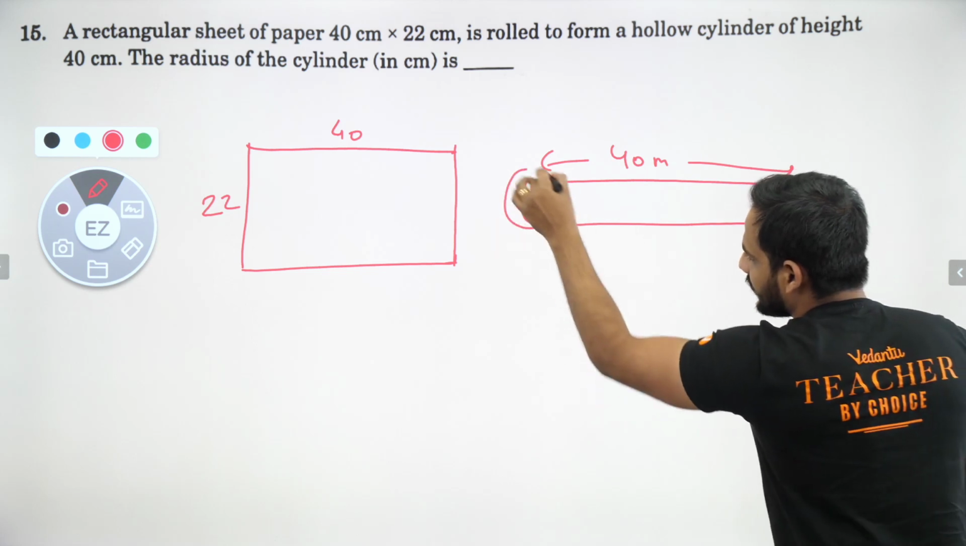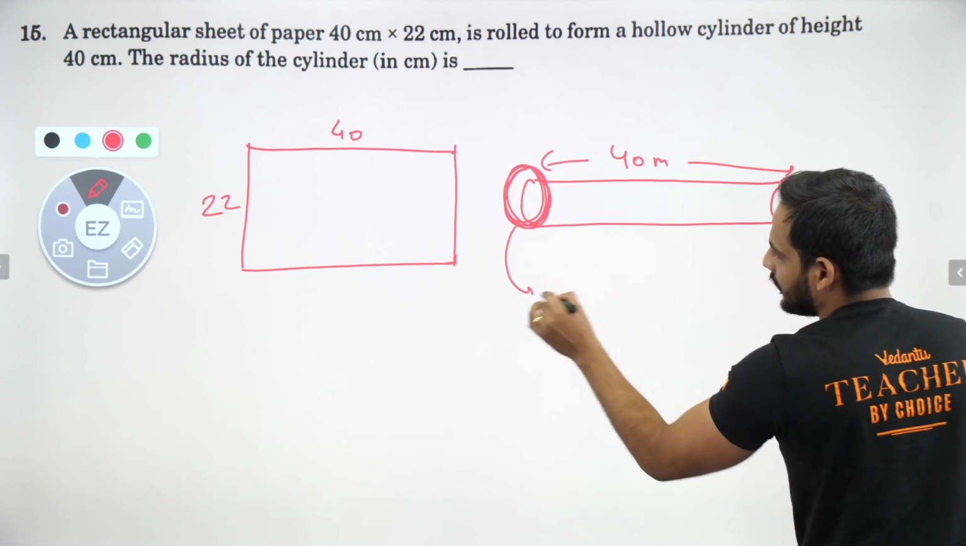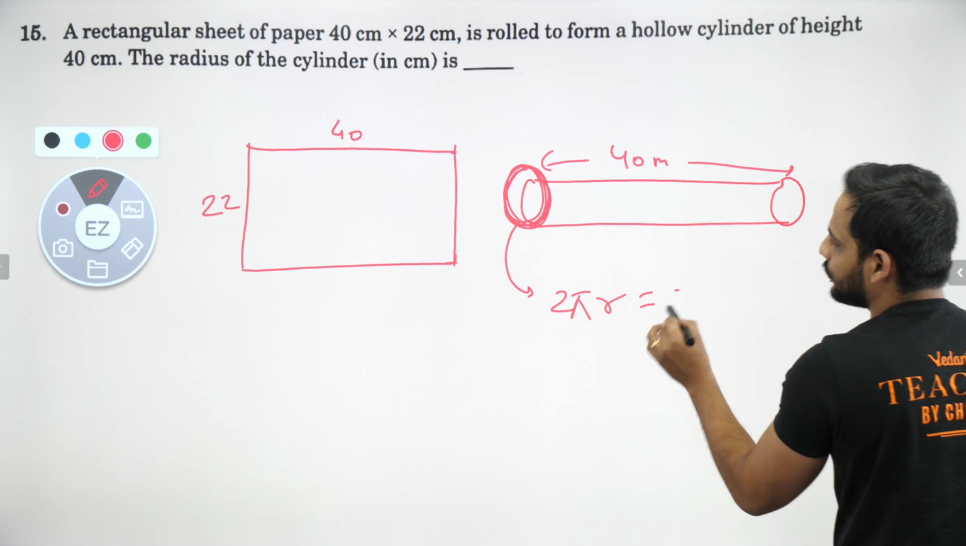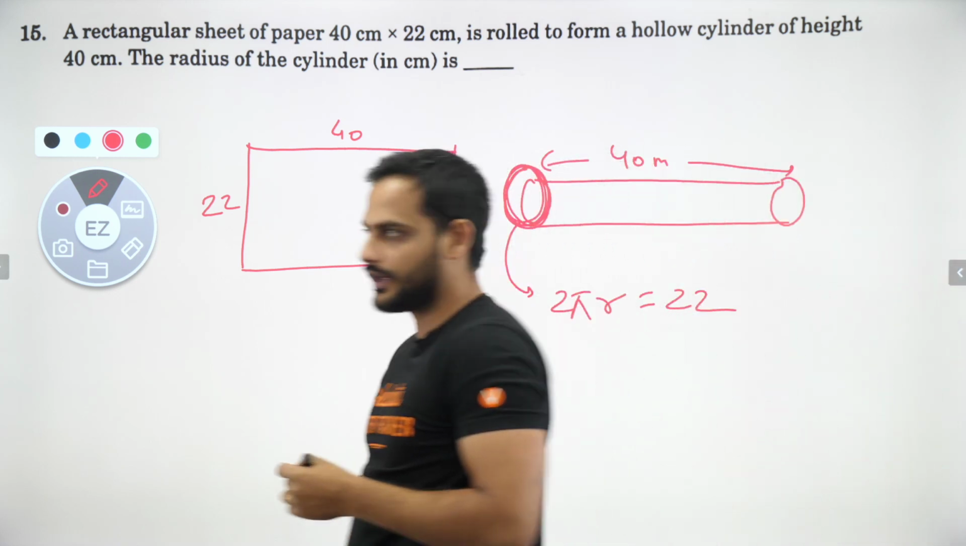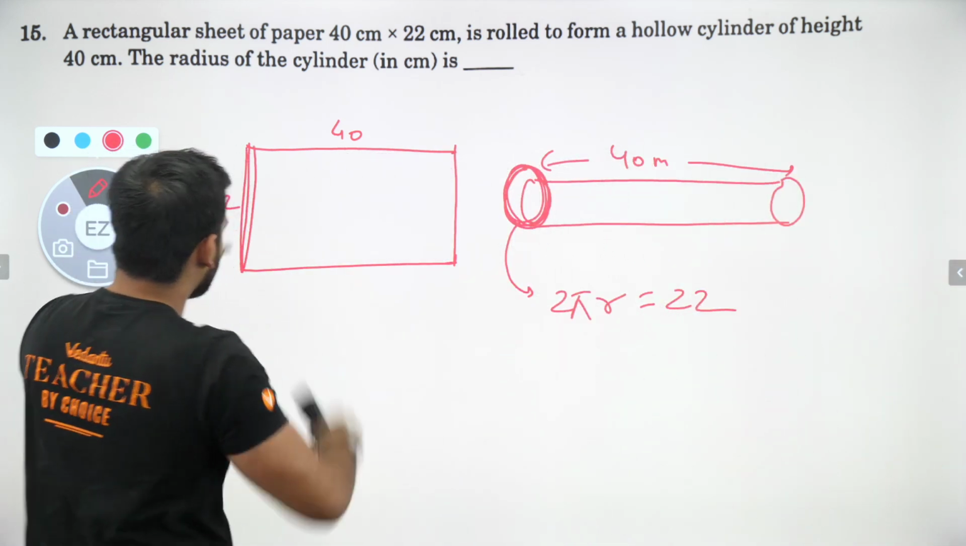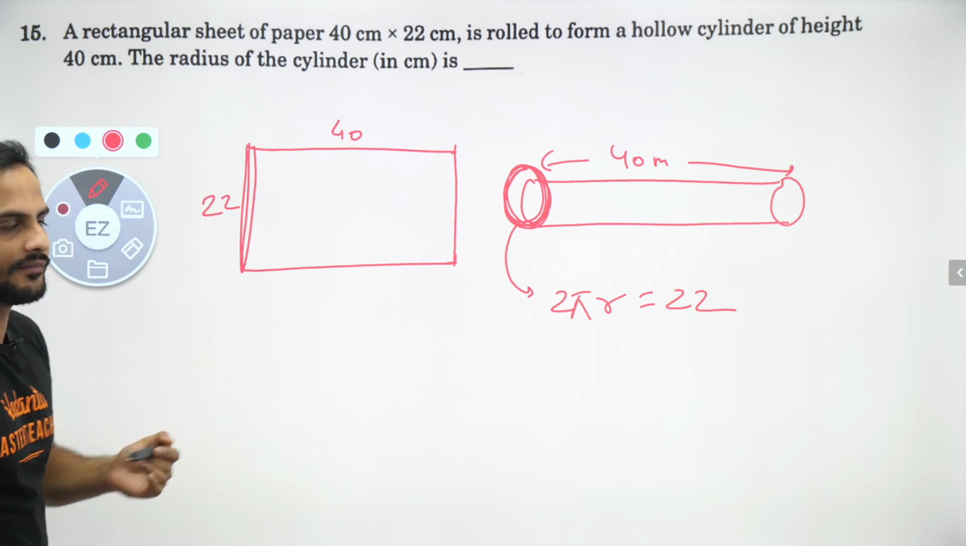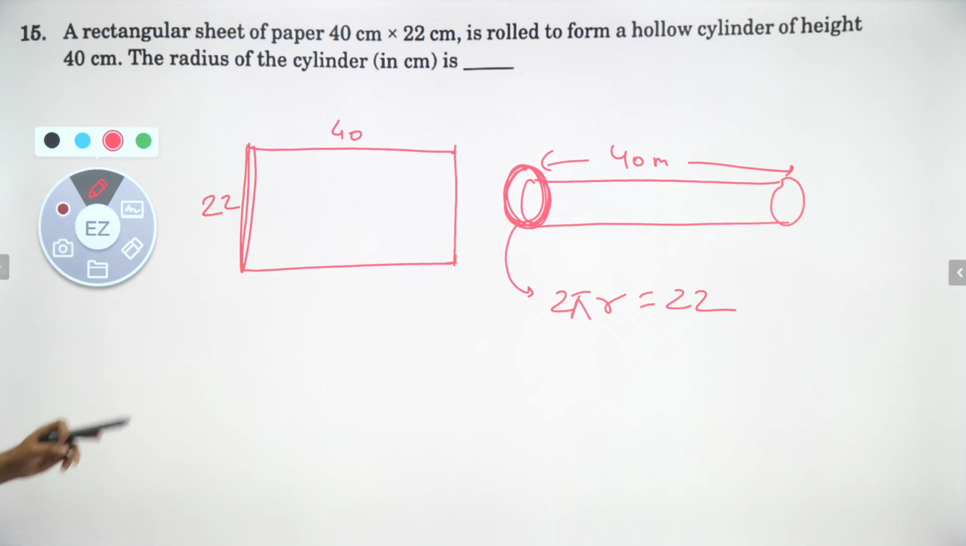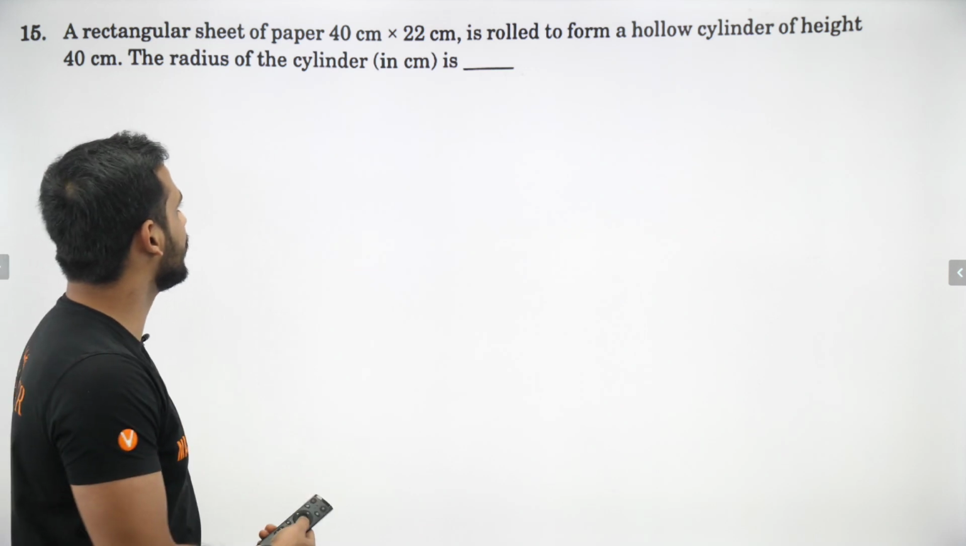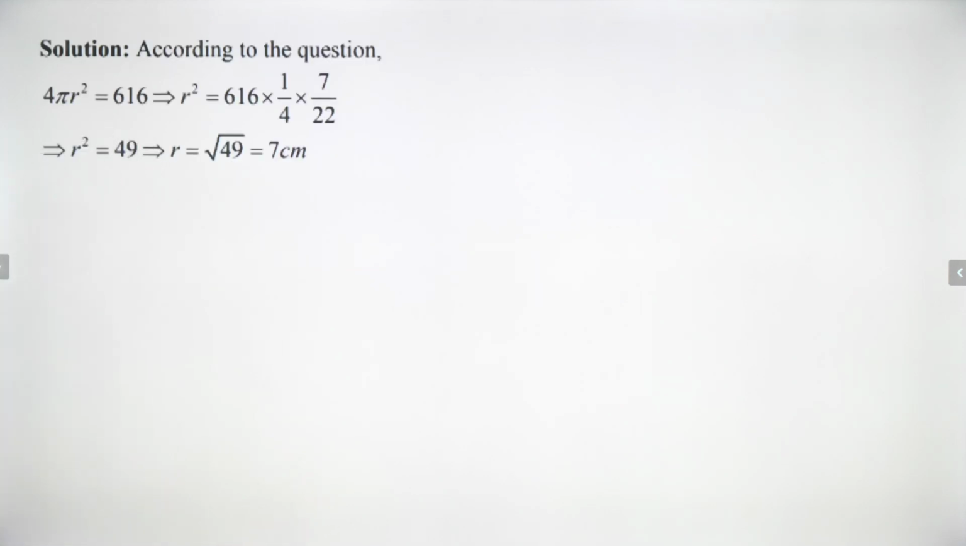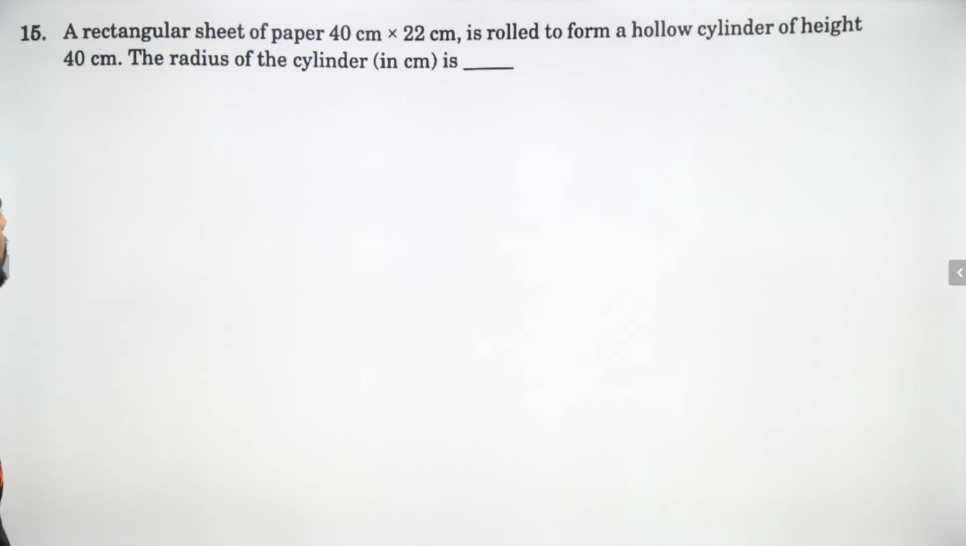Okay, so you can say, sir, this circumference 2 pi r is equal to 22. This is all you had to do. Okay, circumference will be equal to this part. So circumference of that circular face will be equal to 22. So 2 pi r is equal to 22, solve it and you will get your answer r is equal to 7 centimeter. Okay, oh, what have I done, 4 pi r square. Is this question wrong? Yes, this answer has been wrong.